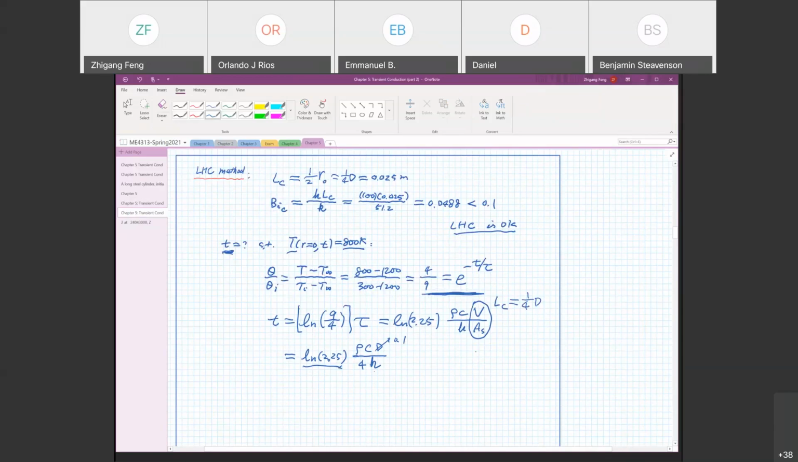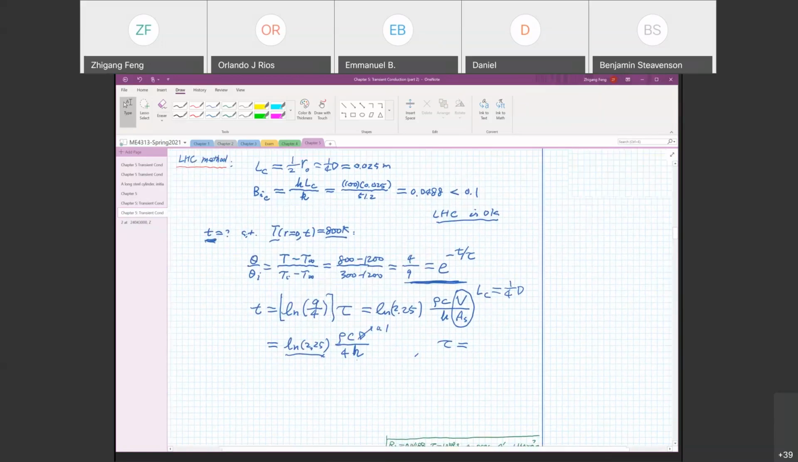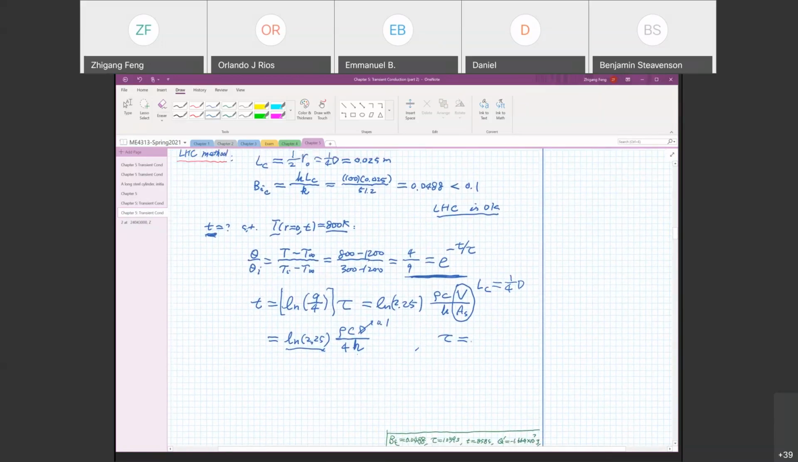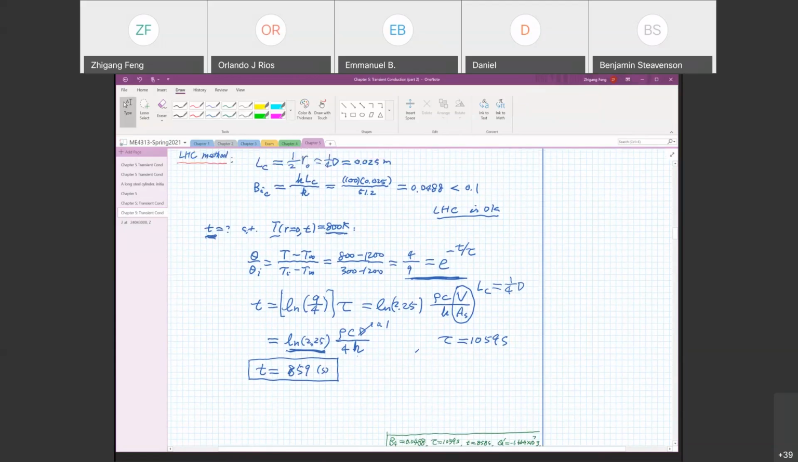Or you can calculate the time constant first. Okay. Actually, when I did the calculation, I found the tau first, which is equal to 1059 seconds, and then multiplied by the natural log of 2.25. So the final solution for the time is 859 seconds. So that's the time it will take for the center line temperature to be 800 Kelvin. Okay. So that's the first part of the question, to find the time.